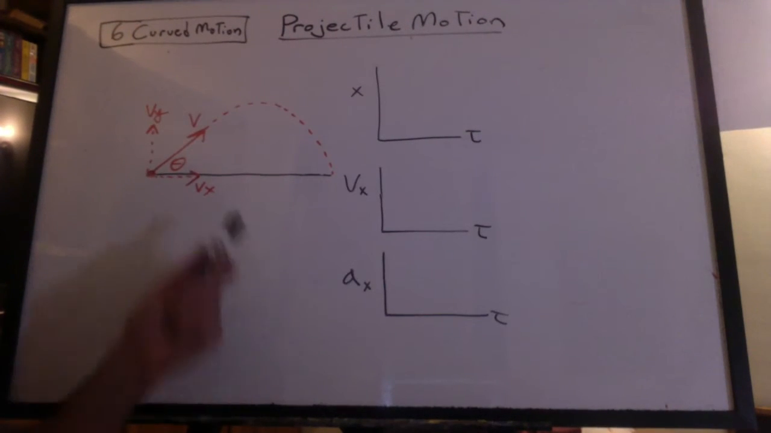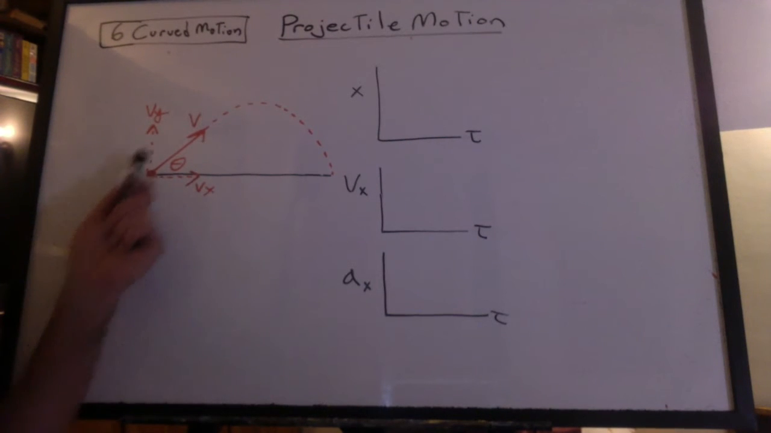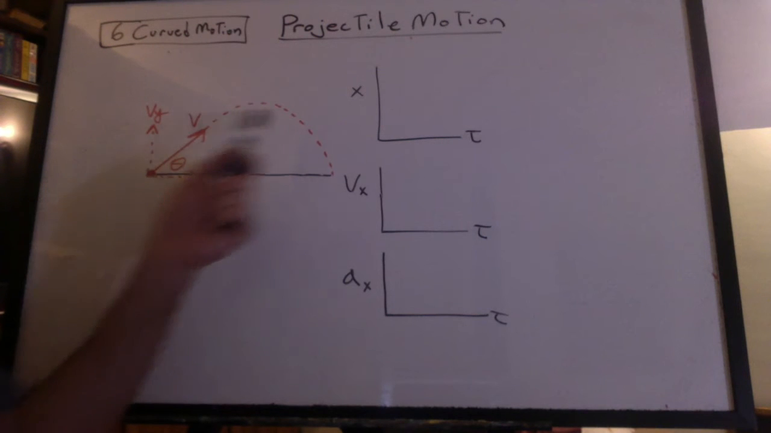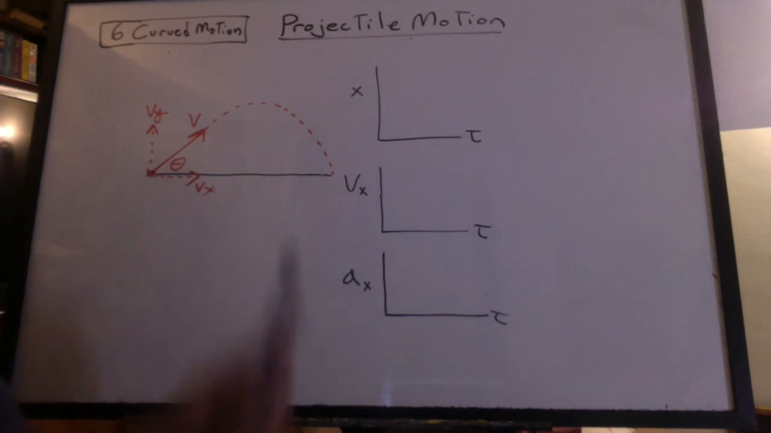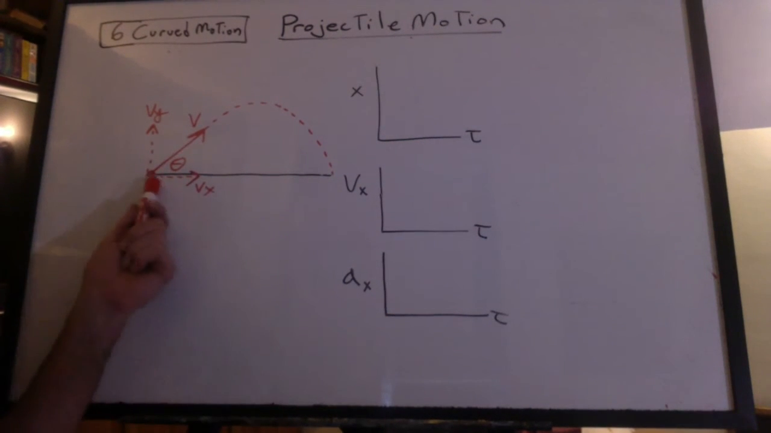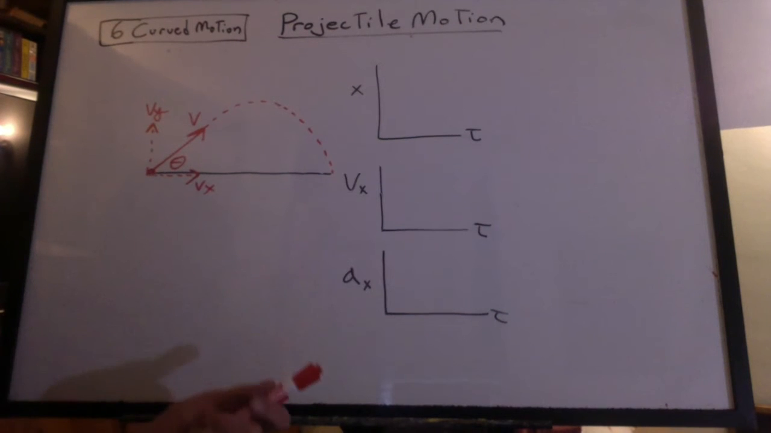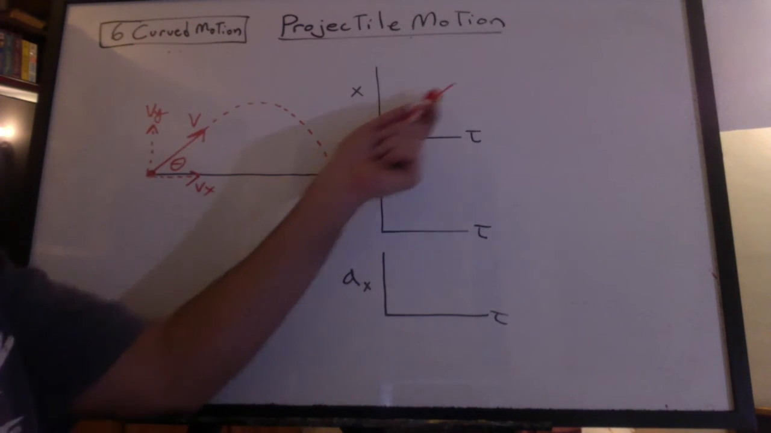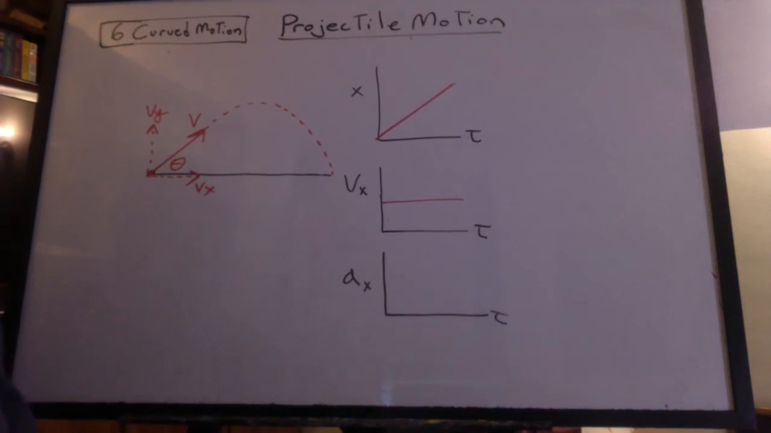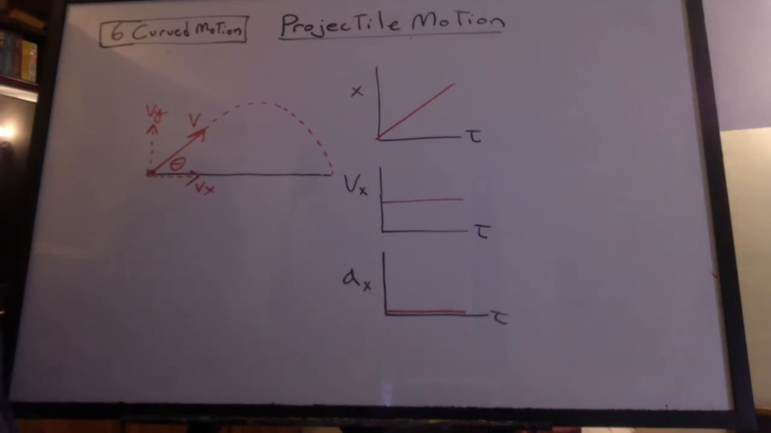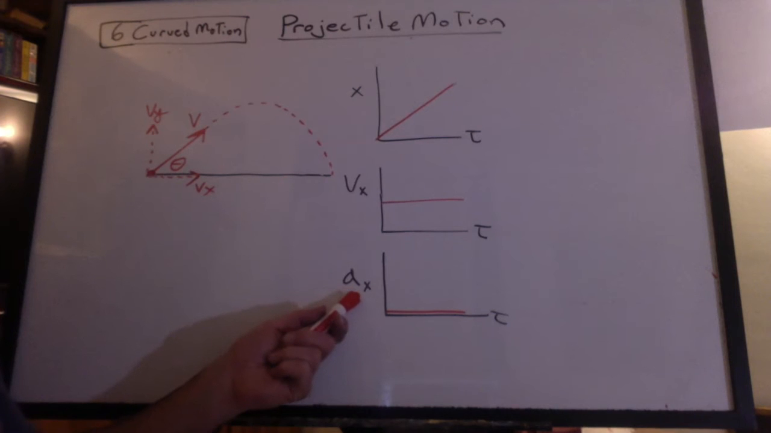Well, how about a level 2 problem? We have the ball launched at an angle, and we have an x and a y component. What does the x position look like? It's going to move an equal distance in equal time intervals because the horizontal velocity remains constant. We're still going to get the same diagonal line. We're still going to get a horizontal line on the velocity in the x direction. And there'll be no acceleration in the x direction.